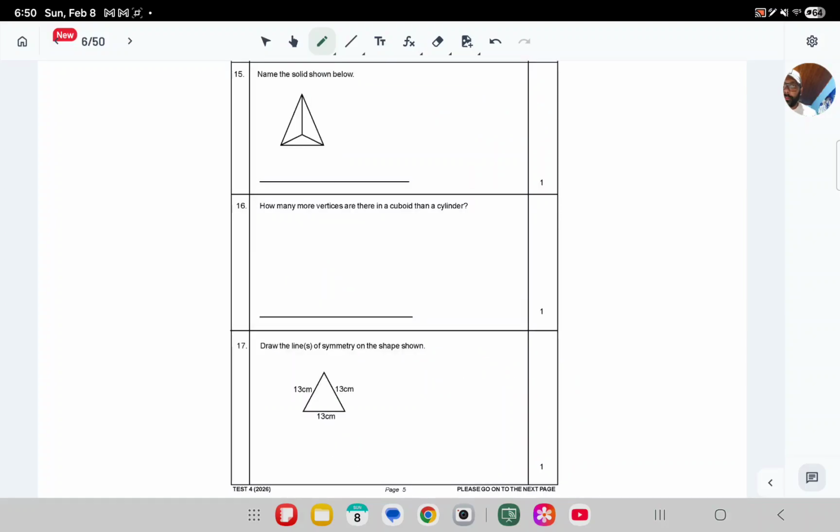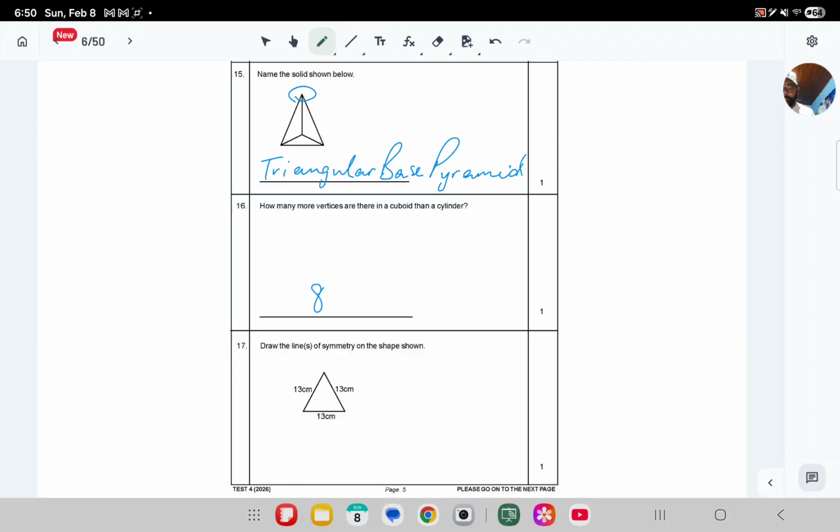Number 15, name the solid shown below. This is a triangular base pyramid. We know it's a pyramid because of the apex there, or where all the vertices meet at one point. So therefore it is a triangular base pyramid. Number 16, how many more vertices are there in a cube than a cylinder? So a cylinder has 0 vertices and a cube has 8. So therefore 8 take away 0 is 8.